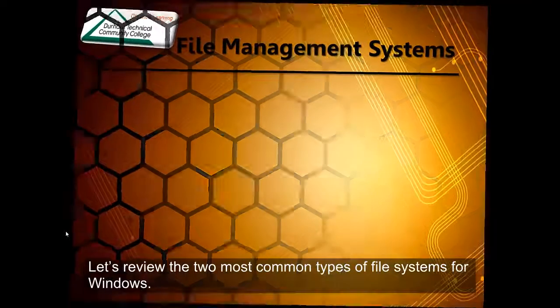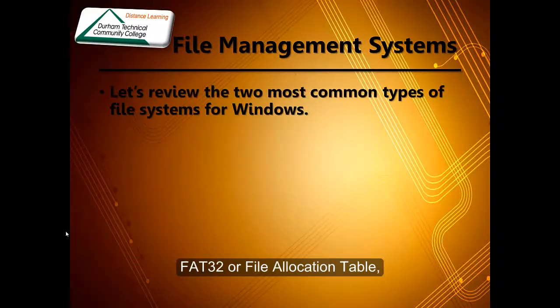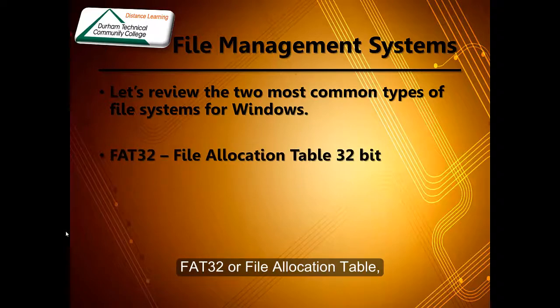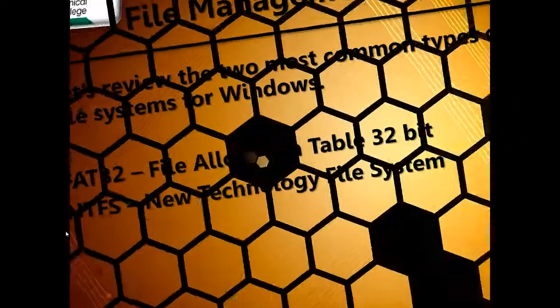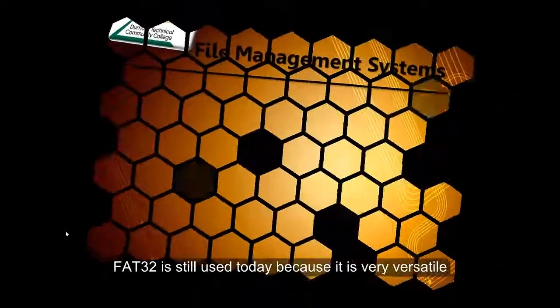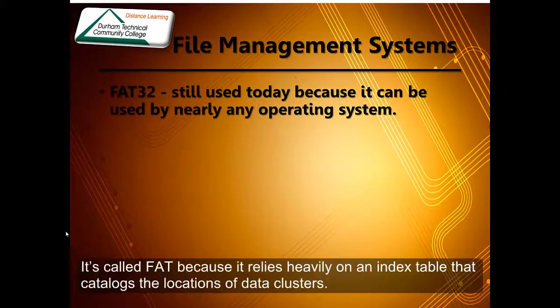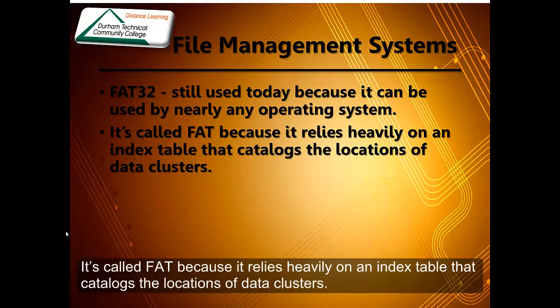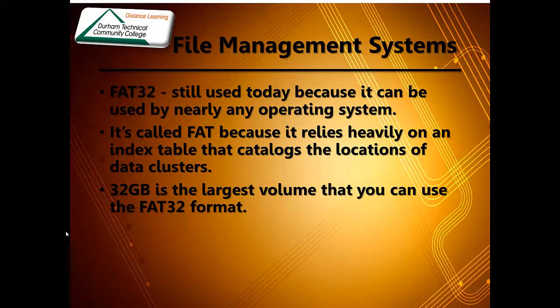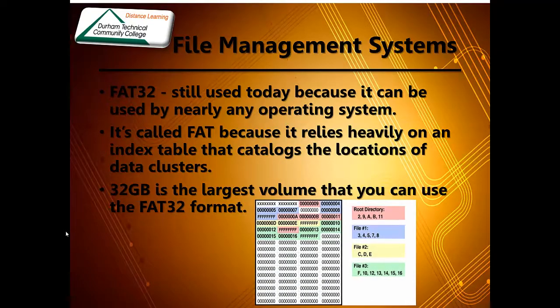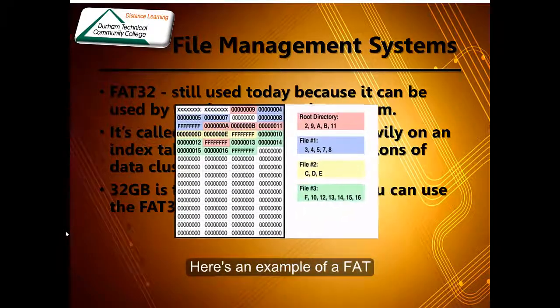Let's review the two most common types of file systems for Windows: FAT32, or File Allocation Table, and NTFS, or New Technology File System. FAT32 is still used today because it is very versatile. It's called FAT because it relies heavily on an index table that catalogs the locations of data clusters. 32 gigabytes is the largest volume that you can use for the FAT32 format. Here's an example of a file allocation table.